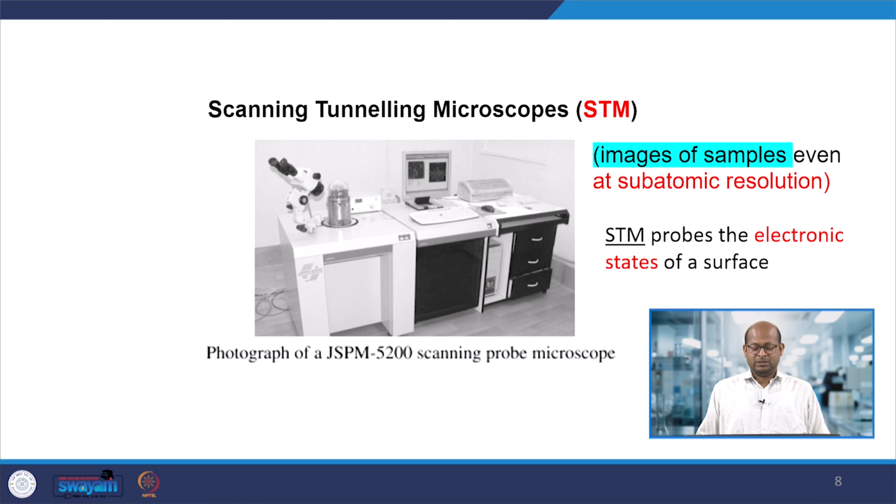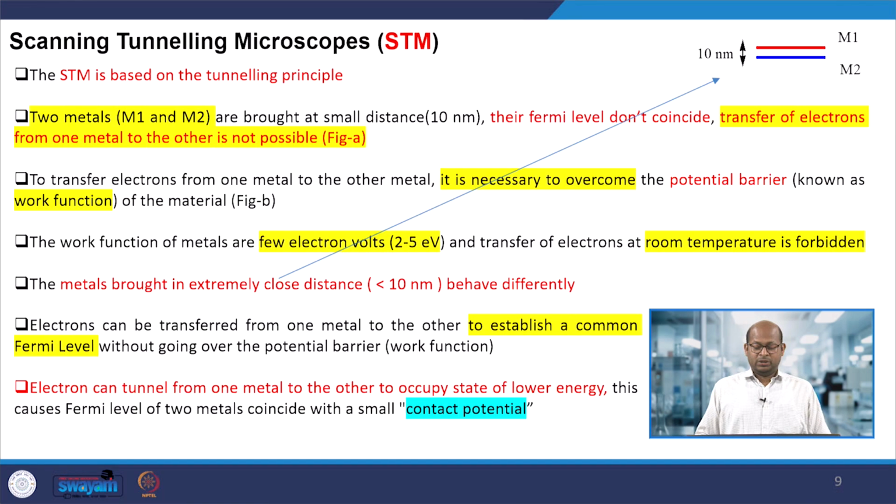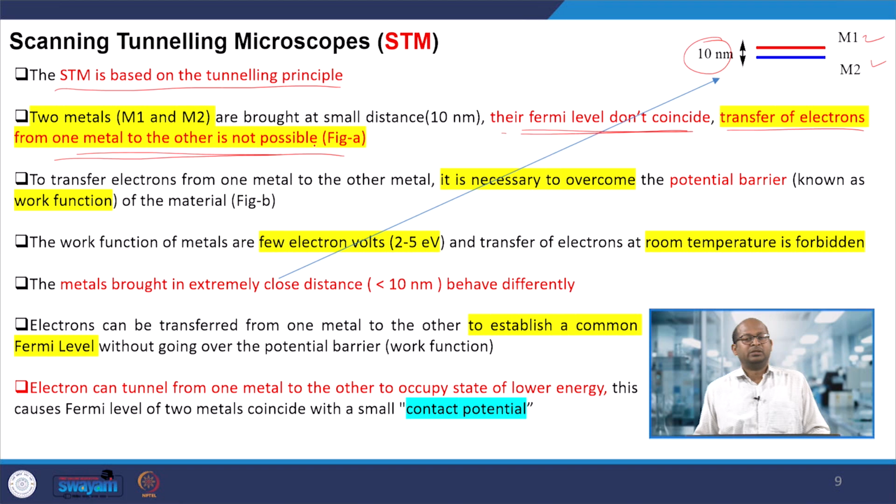So next is the STM, the image I already have said. In this case also we are able to get subatomic resolutions. The scanning tunneling microscope is also based on the tunneling principle. Let's say two different metals, which we can put at a small distance, in the nanometer range. Once they are placed at a very small distance, when their Fermi levels do not coincide with each other, the transfer of electrons from one metal to another is not possible.